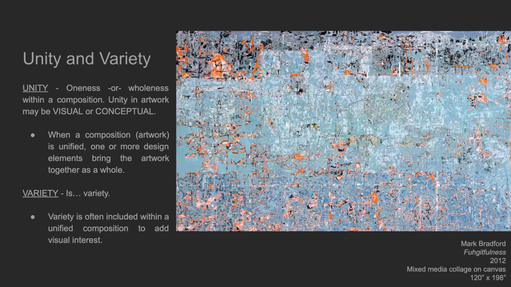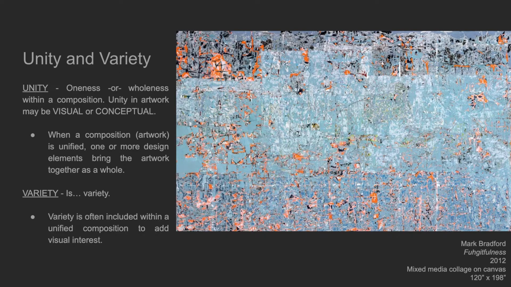I argue that this painting or collage is unified because of the treatment of the objects. It's mostly blue. Each rectangle or square is all of a certain size. There's this sort of pseudo grid happening. It is unified. However, variety is in it. Variety makes it interesting.